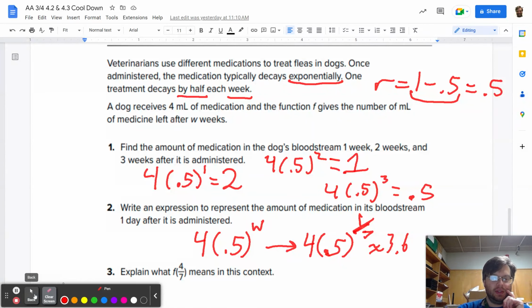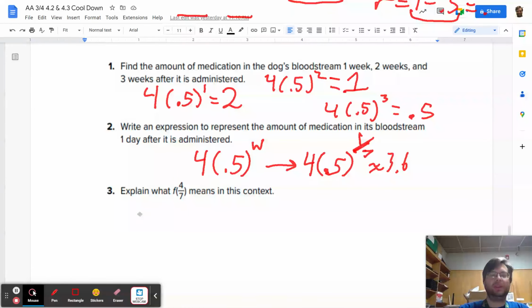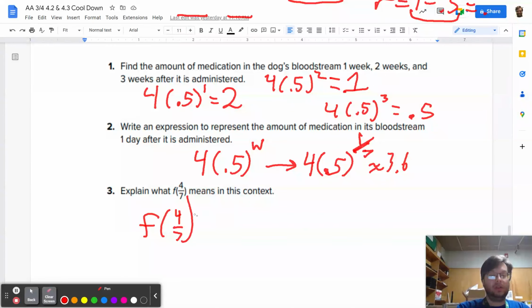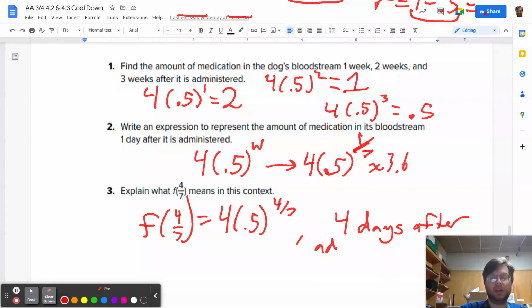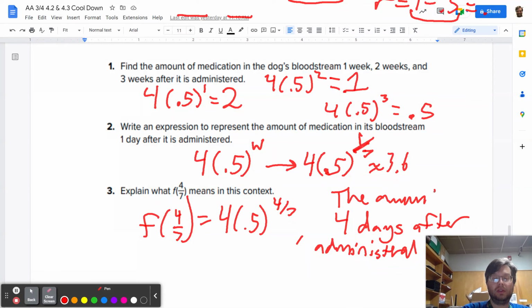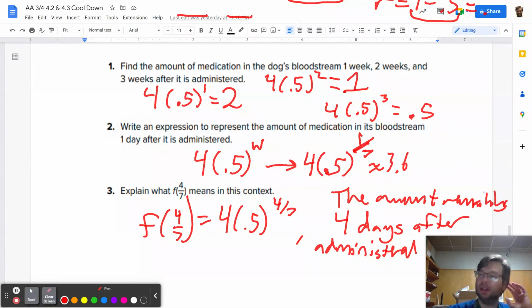And the last one on this particular exit ticket, explain what f of 4/7 means. Well, f of 4/7 would mean 4 times 0.5 raised to the 4/7. That would mean 4 days after administration. So after the medicine was administered, this is going to be the amount remaining. Sorry about my handwriting there. The amount remaining 4 days after the medication was administered.